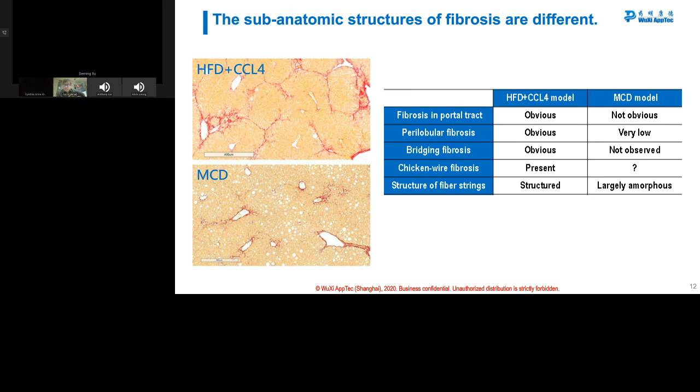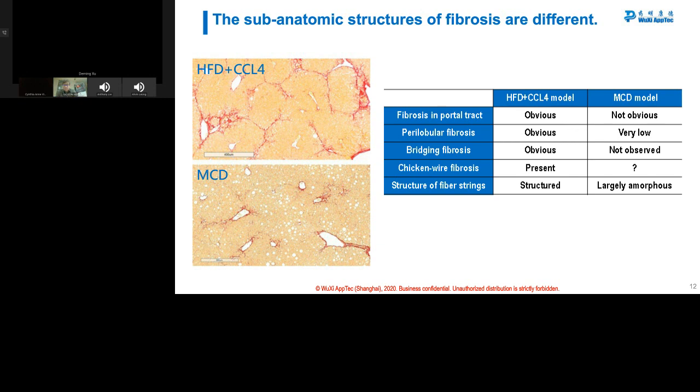model and the MCD model, on top and bottom on the left panel. Okay, and the histopathology analysis reveals that fibrosis in these two models is different, if you characterize the fibrosis in these two models by the categories used in the blue box in the table. Namely, the fibrosis in portal tract, periportal and bridging fibrosis, and chicken-wire, and overall structure.